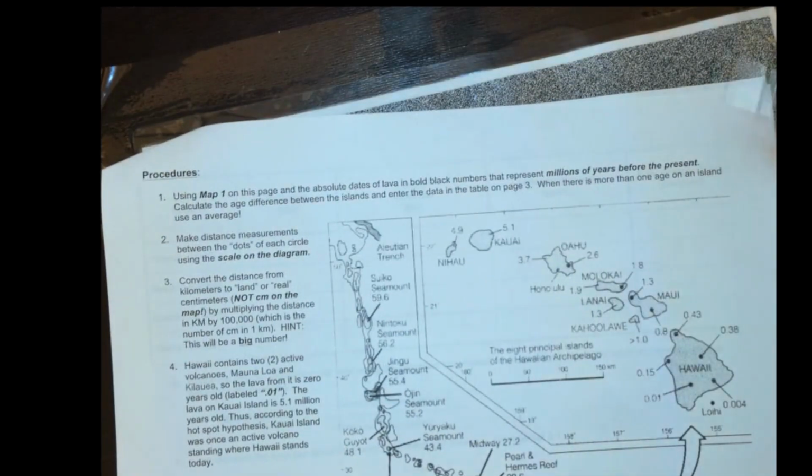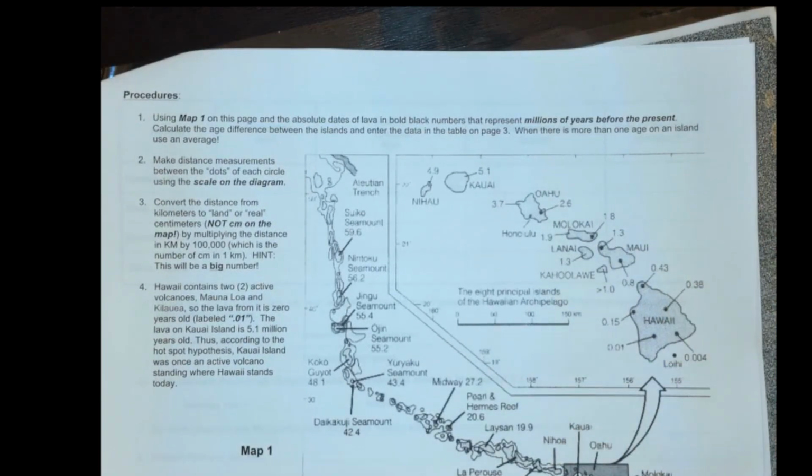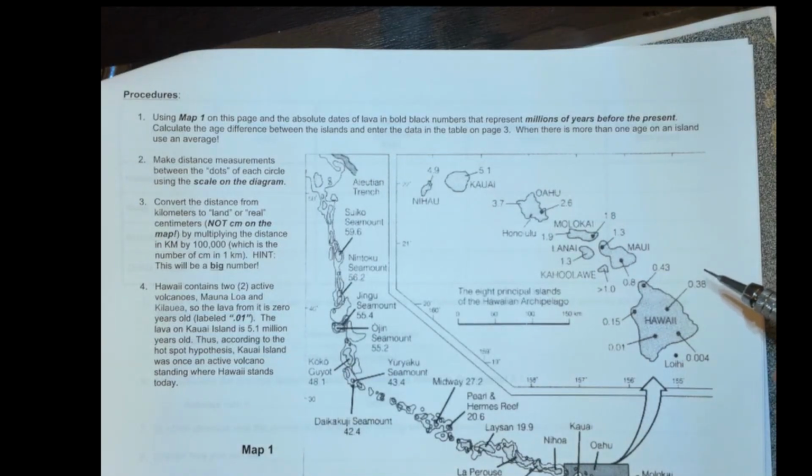All right, procedures. Using map 1 on this page and the absolute dates of lava in bold black numbers that represent millions of years before the present, calculate the age difference between the islands and enter the data on the table on page 3. When there is more than one age on an island, you're going to use an average. All right, so let's take a look.